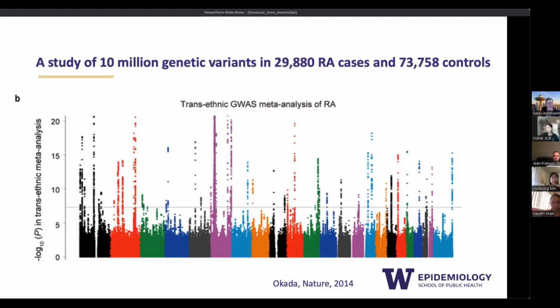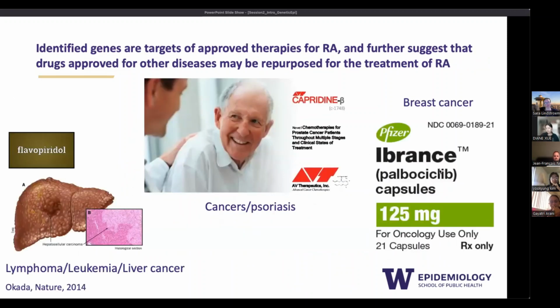And as you can see, they found a bunch of things. The horizontal line here is the 5 times 10 to the minus 8 p-value threshold, which is often what we use to call genome-wide significance. They found hundreds of genetic variants associated with RA in this study. And when they went back and looked at the genes targeted by those genetic variants, they saw that a lot of them were already RA treatments, but others were associated with treatments out there for cancer and other things that have not been used for RA.